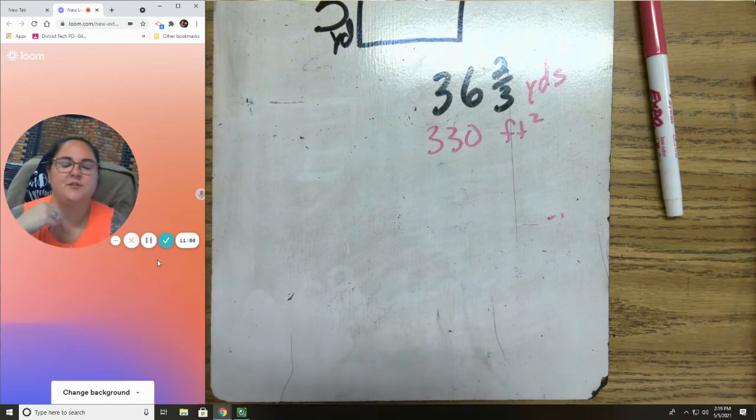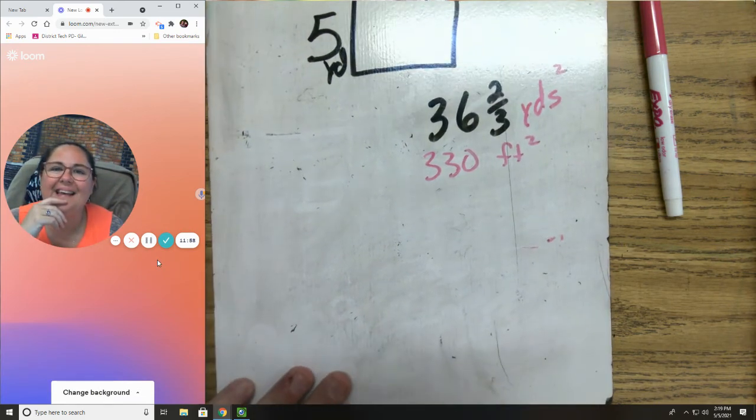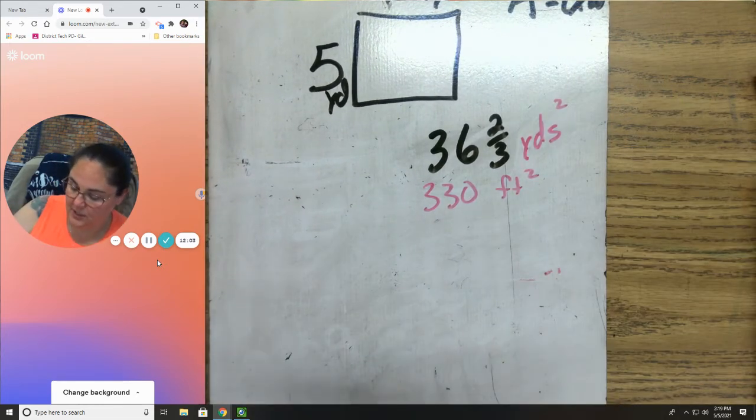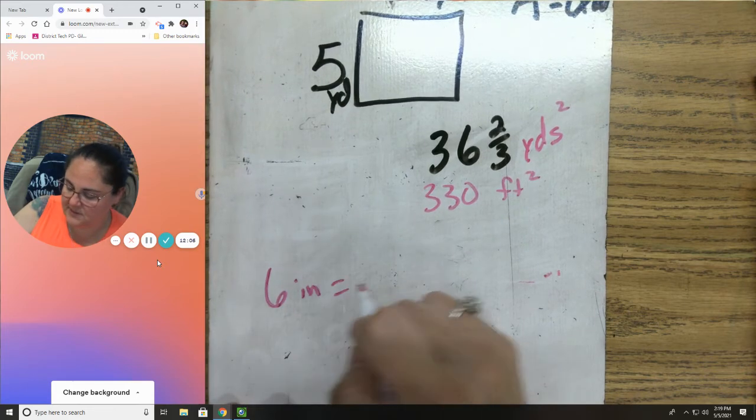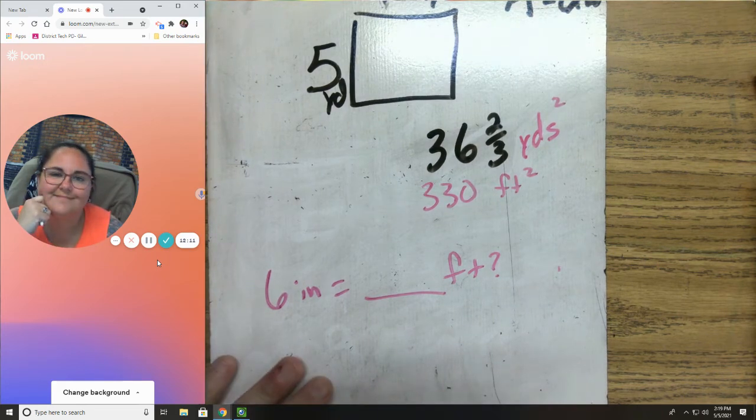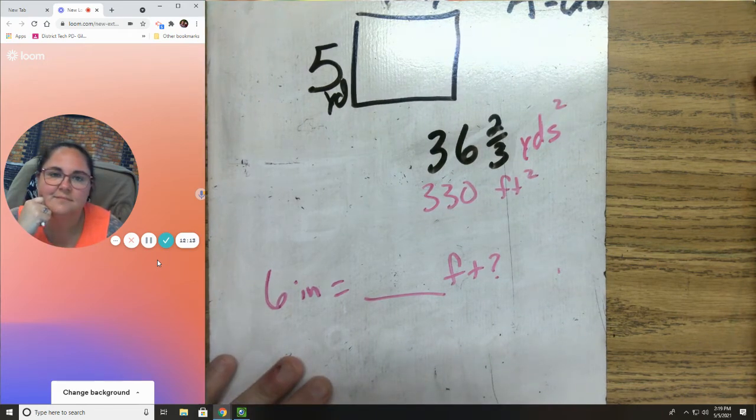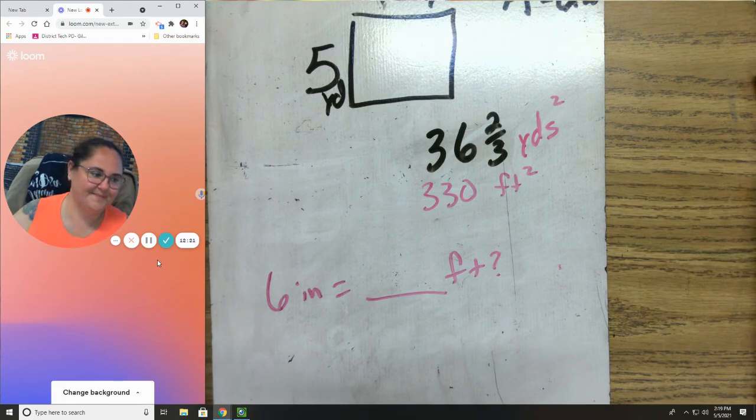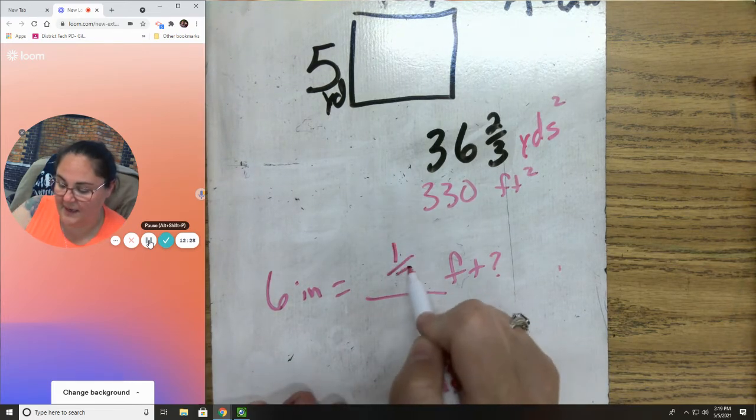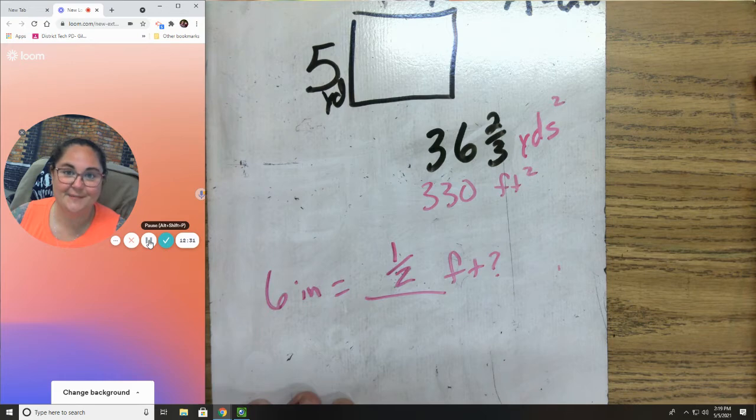All right, now is the tricky question. How many feet is 6 inches? So 6 inches equals how many feet? I didn't pause it on purpose. I want you to really just think about it. So 1 foot is 12 inches. That means that 6 inches is the same as 1/2 foot, right?